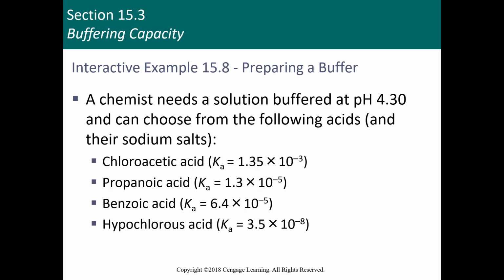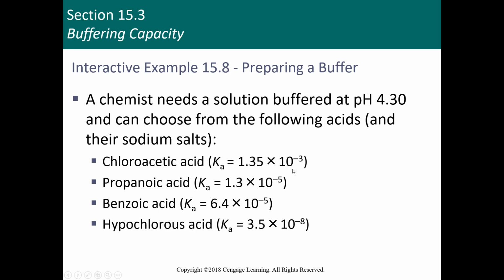So a chemist needs a solution buffered at pH 4.3. You can choose from the following acids and their sodium salts. So we have here chloroacetic acid, propanoic acid, benzoic acid, and hypochlorous acid. I know I said the names, but ironically you don't even need to look at the names at all. What you need to look at here is the Kas. That's going to tell you which one you need here.